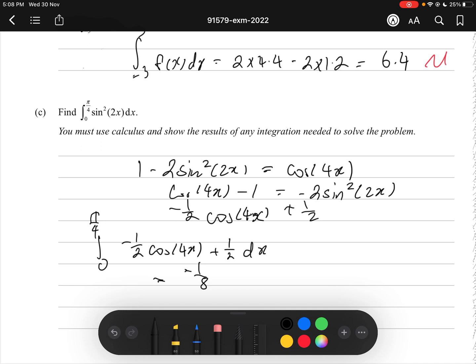And 1/2 just integrates to 1/2 of x. So we have cos of 4.